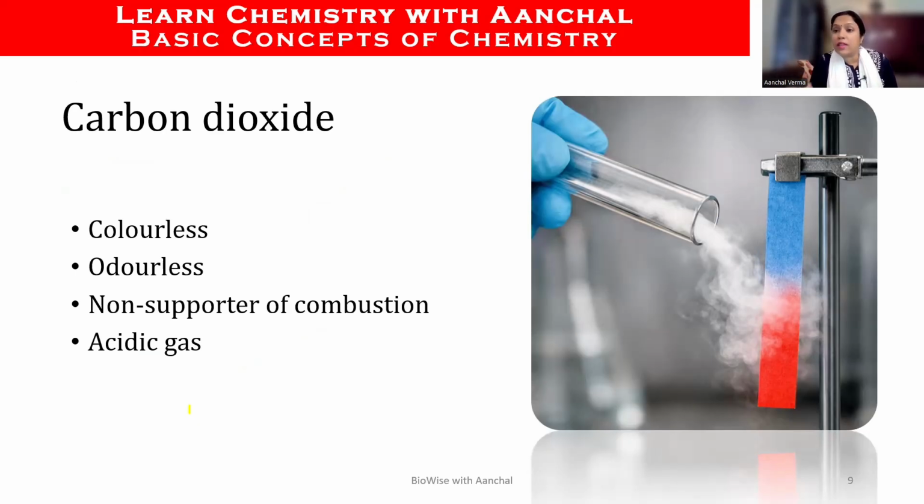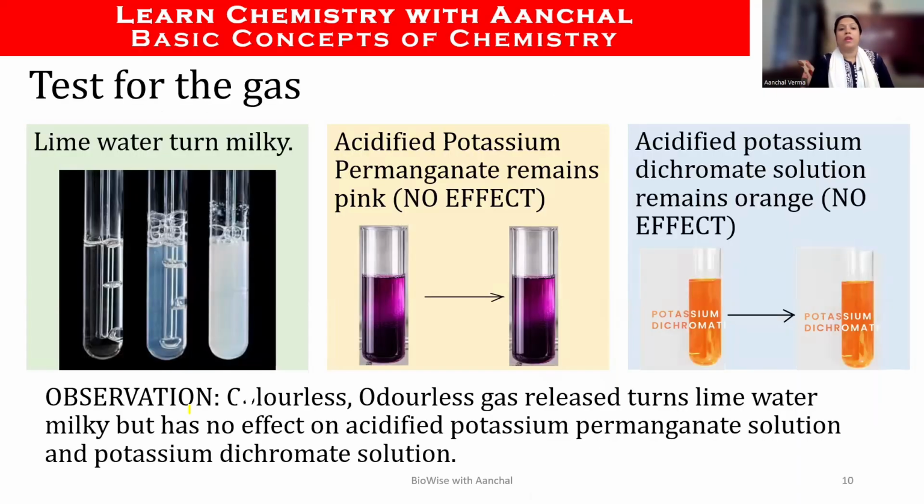What is carbon dioxide? Carbon dioxide is a colorless, odorless gas, and it's a non-supporter of combustion. It's an acidic gas. When exposed to moist litmus, it turns moist blue litmus red. Red is danger, red is acid. Okay. Now, what are the different tests you can see? Lime water turns milky. Acidified potassium permanganate remains pink, that is, no effect is seen. And acidified potassium dichromate solution remains orange, that is, no effect is seen.